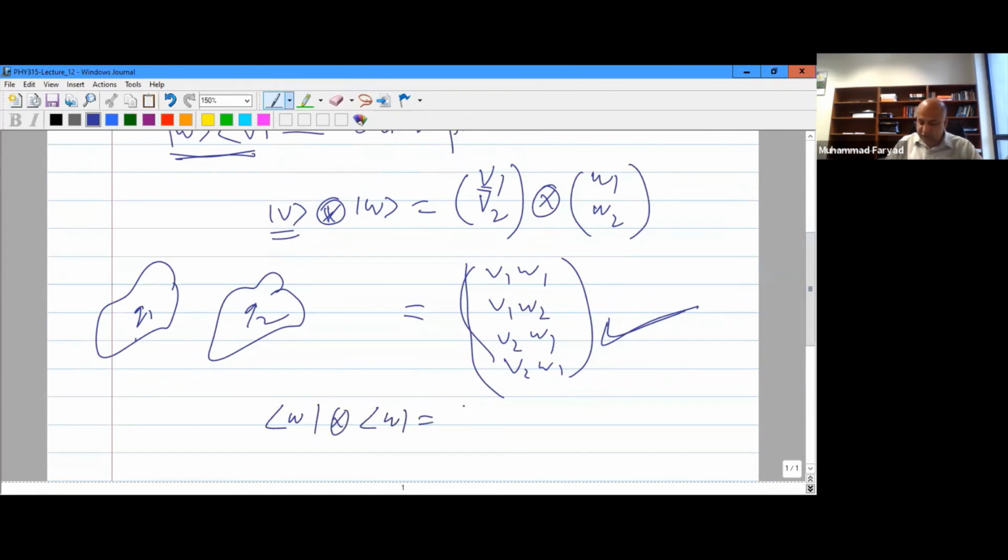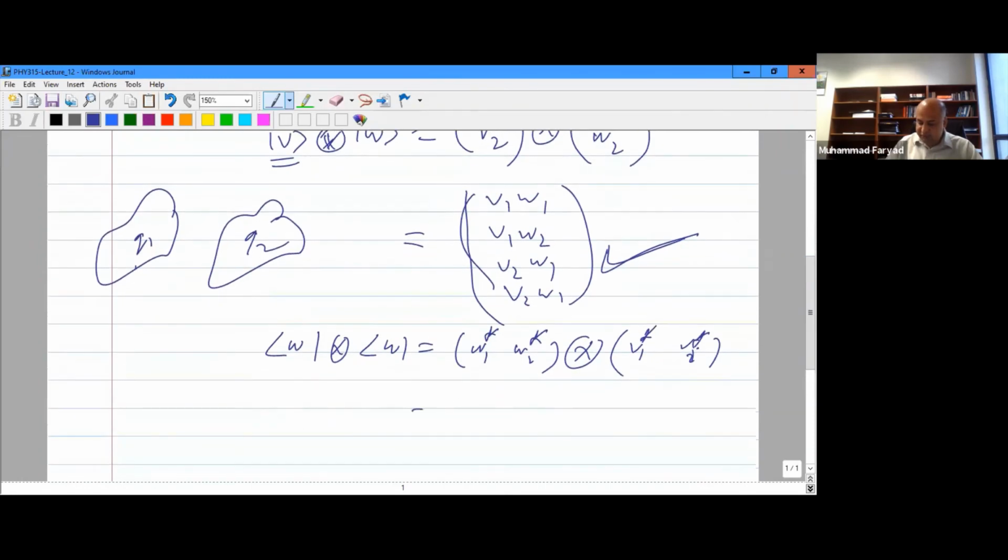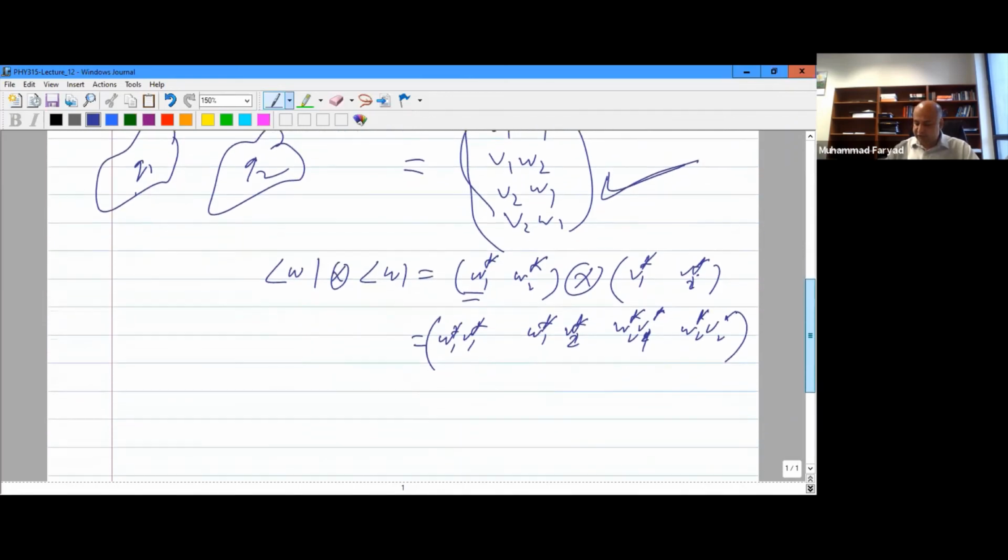So then this W is, suppose, W1 star, W2 star, tensor V1 star, V2 star, and the rule is still the same. It's like this. So you pick one and multiply everything: W1 star V1 star, W1 star V2 star, then W2 star V1 star, W2 star V2 star. So this is a row vector of size 1 by 4.